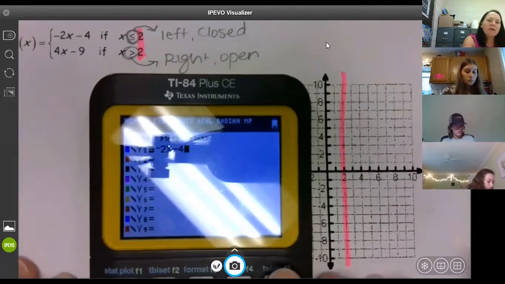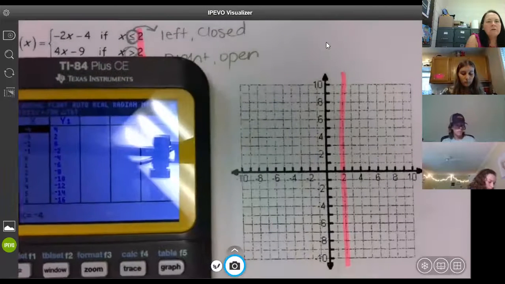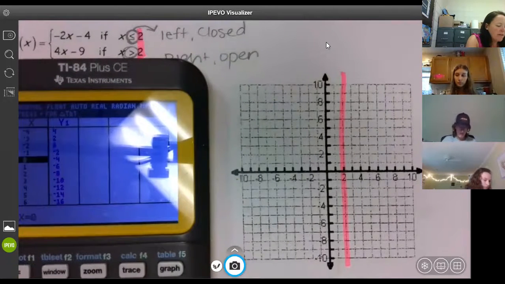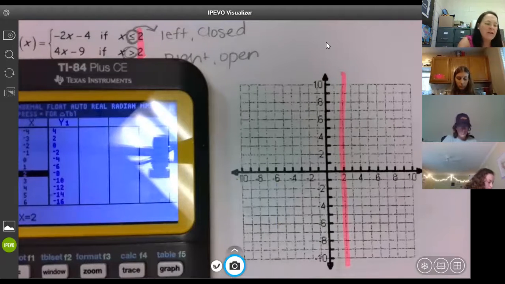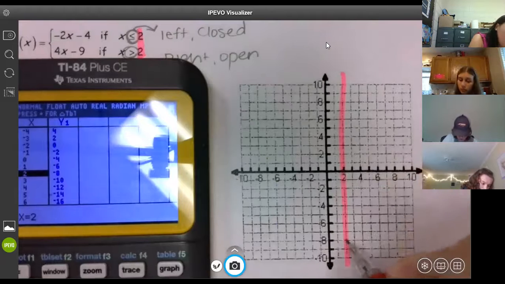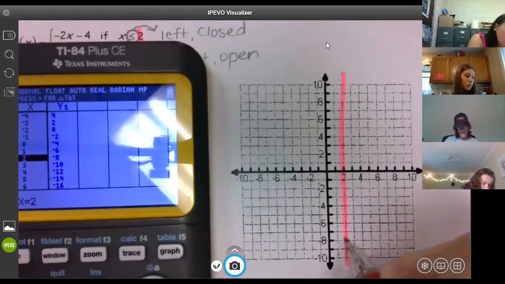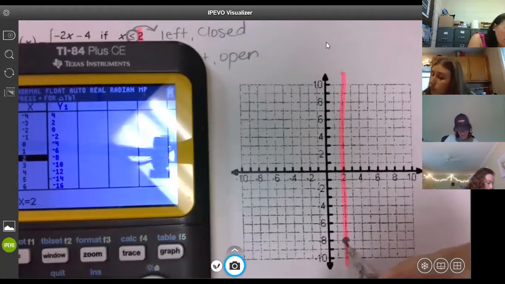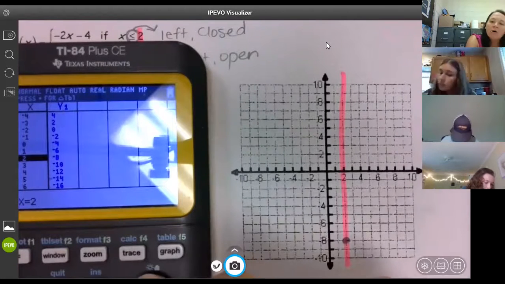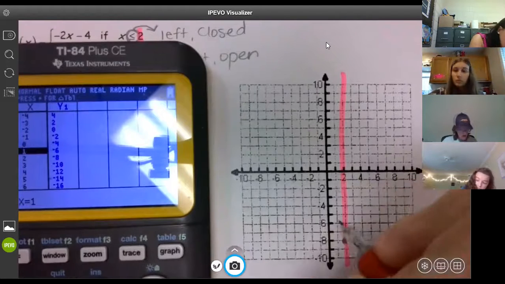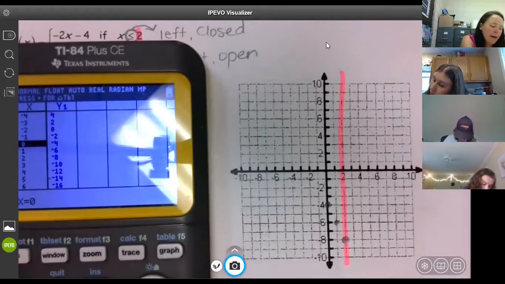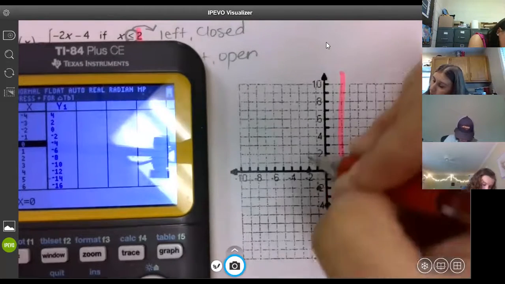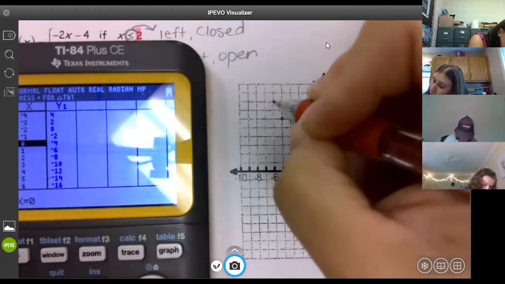Negative 2x minus 4 is the first one, and you said it was on the left. So first, look for your boundary point. So our boundary point was at 2. Our coordinate is 2, -8. How should I make it? We're looking at that first function, closed. And we're going to the left. So we need to go less than: 1, -6, 0, -4. I'm seeing a pattern of up 2 over 1. So I'm going to keep doing that all the way across my paper.